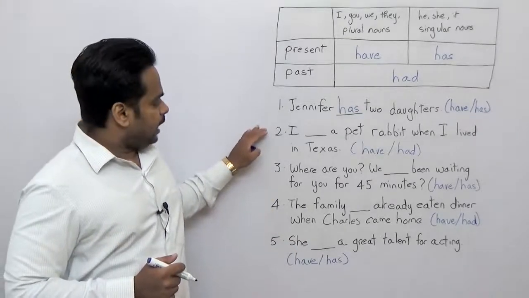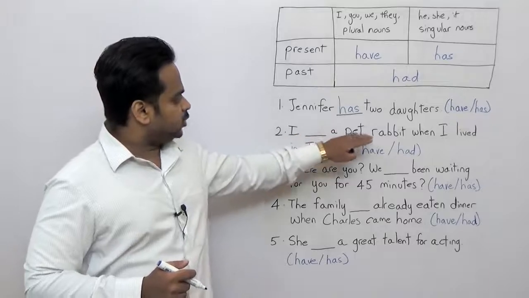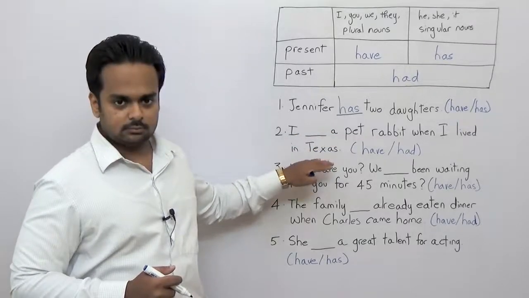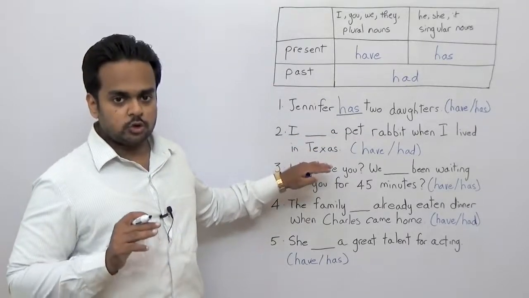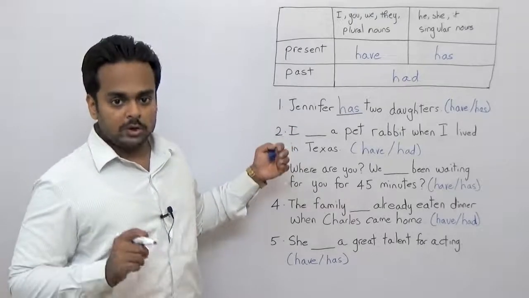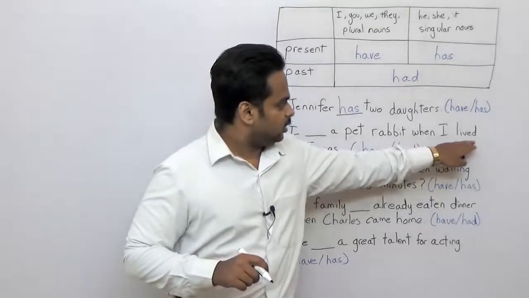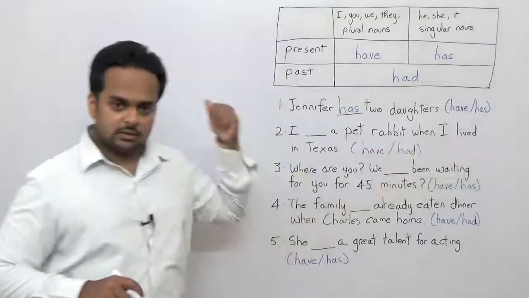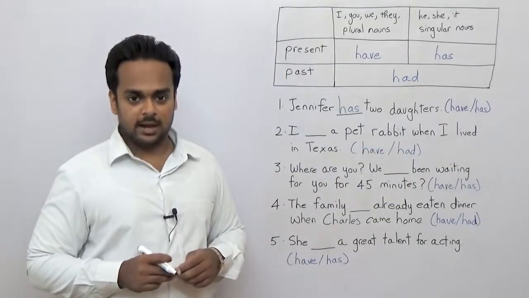Number 2, I blank a pet rabbit when I lived in Texas. Now the first thing you should notice is that this sentence is in the past tense. We know that because here we're talking about when I lived in Texas. So that's in the past.